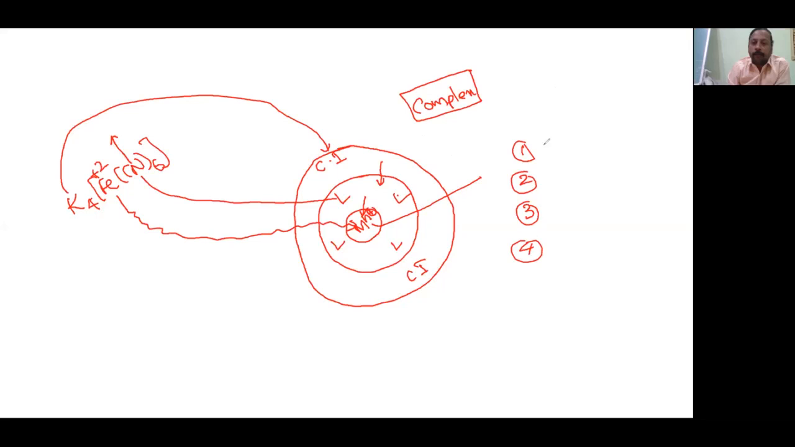What is the first one? Metallic bond. Metallic bond is found between the iron and iron. Second one will be the coordinate bond. Coordinate bond is found between the central metal ion and ligand. And then you will find the ionic bond. Ionic bond you will find outside the coordination sphere. Within the ligand, you will find the covalent bond. So all four types of bonds you are finding. That's why this is called a complex ion. So now let's see the nomenclature and rules.